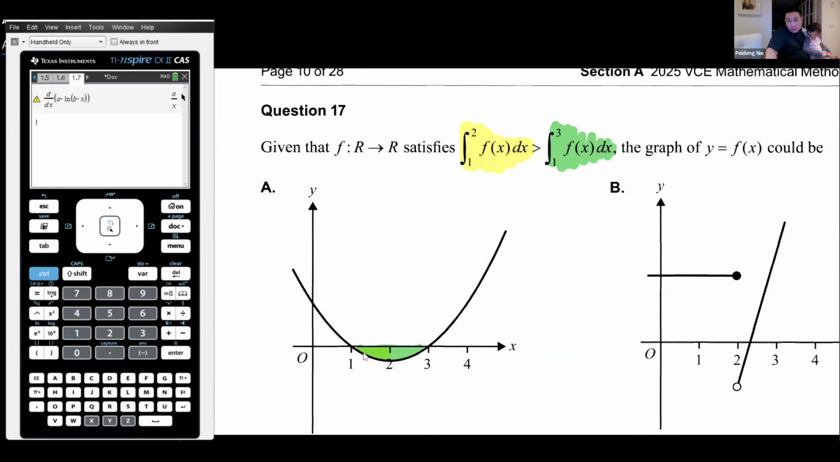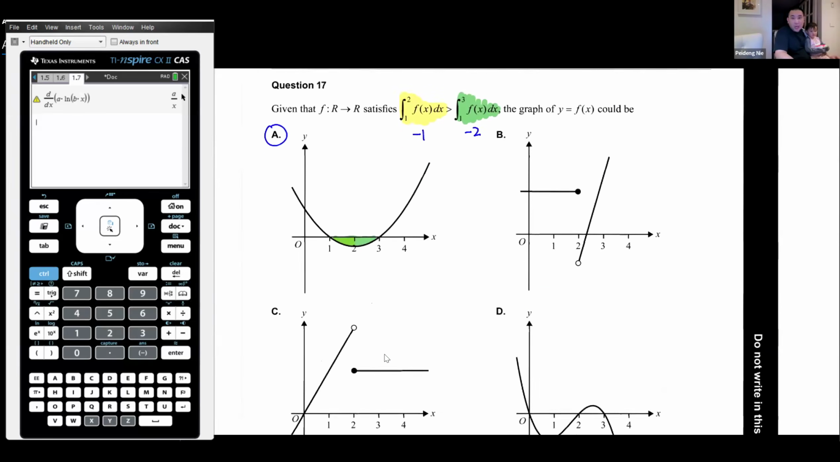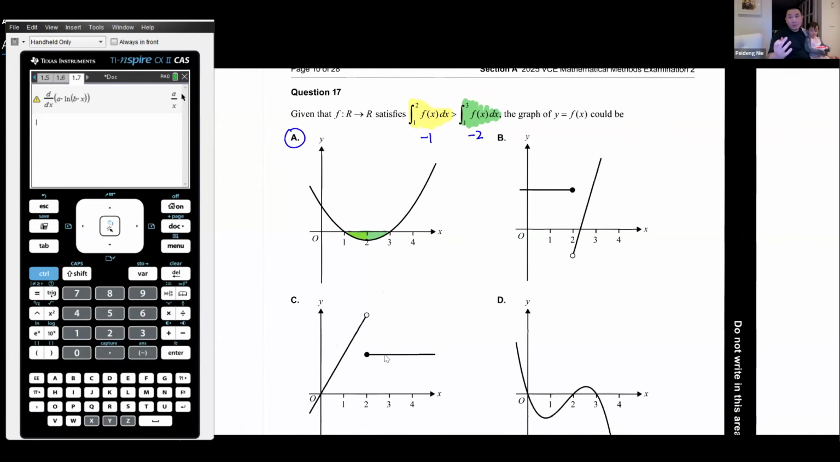But the problem is we have, let's say, a negative sign. That's why you can take it like, if this one is -1, this one is -2, -1 is greater than -2. That's why option A, I think, is a valid answer. And if you try the other options, you'll be able to see the same kind of logic behind, okay? So just be mindful, a definite integral doesn't just give you a positive signed area. It may well be a negatively signed area.